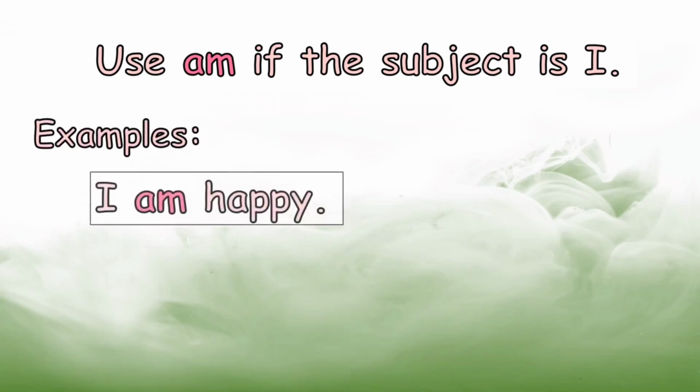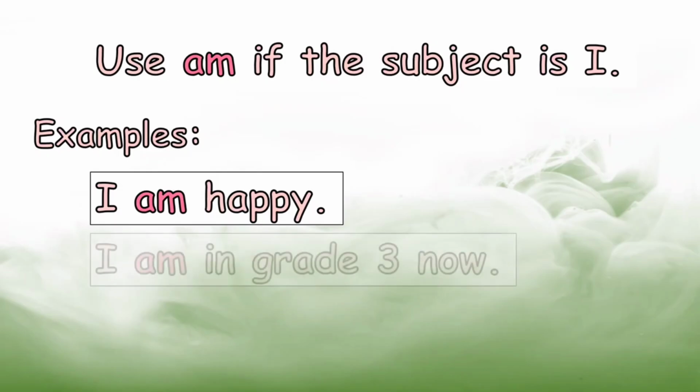Now, let's talk about the usage of the be verbs. Use am if the subject is I. Again, use am if the subject is I. Examples: I am happy. What is the subject in the sentence? Very good. I. Since the subject of the sentence is I, we will use the be verb am. I am.